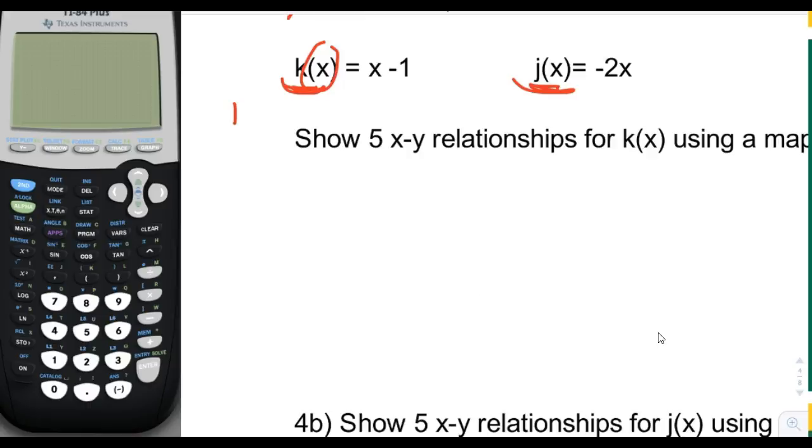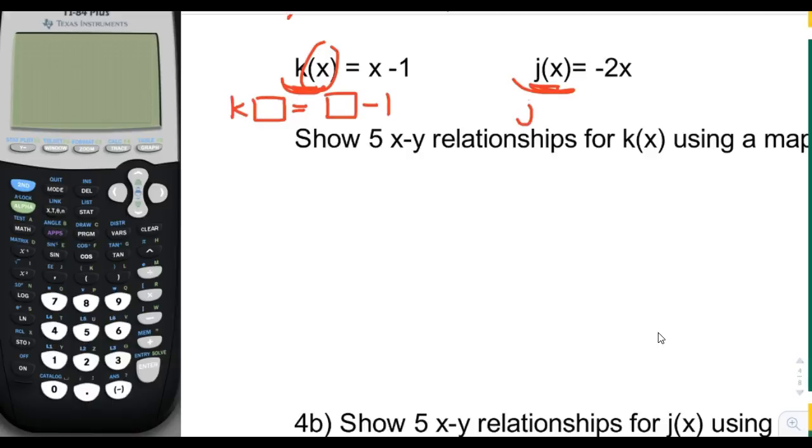So when you have k parentheses x, basically what you're saying is, hey, I got the relationship k, and I have an input called x, and I'm going to define the mapping or the function machine by using x to represent the input. So you could also write it as, hey, I have a relationship k. The relationship k has a box every time you want to plug the input into something, and the relationship is defined as box minus 1.